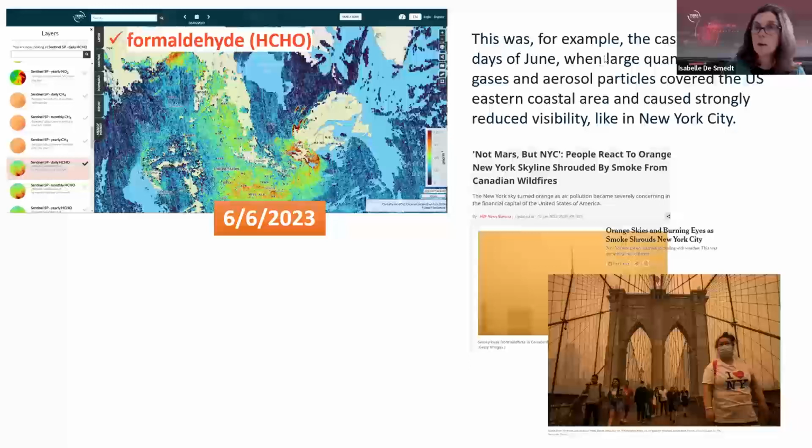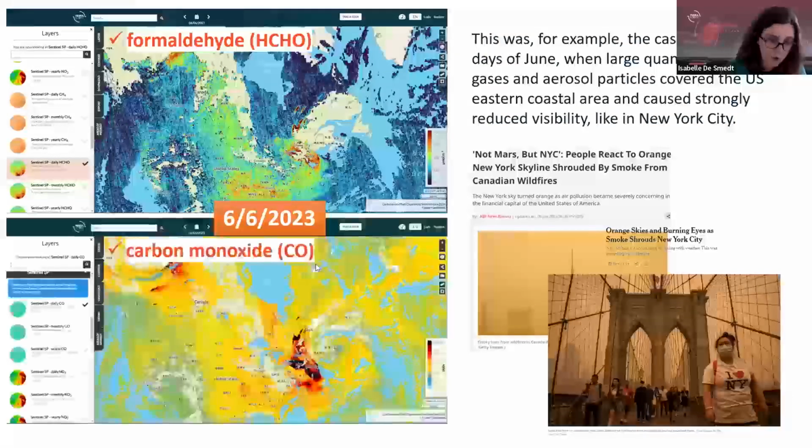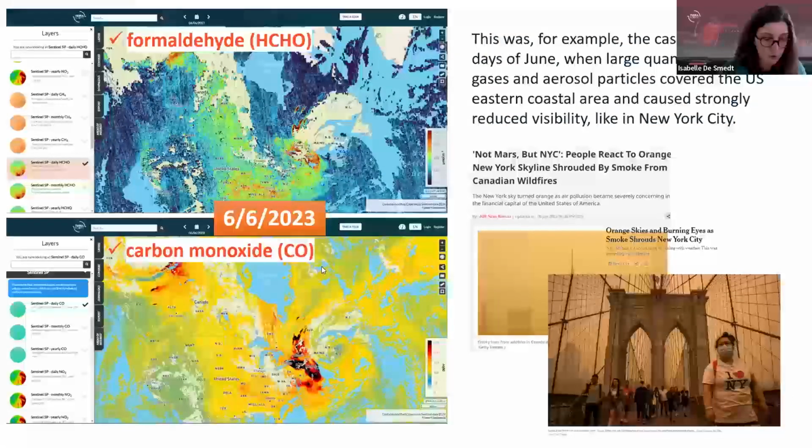So this was, for example, the case in early days of June. Maybe you remember this episode in June last year, when the sky in New York became completely orange for a few days. People had to wear masks to protect their respiratory system. This was due to transport of pollutant and aerosol from the Canada fire up to the eastern coast of the US. You can follow this on the Terrascope viewer.